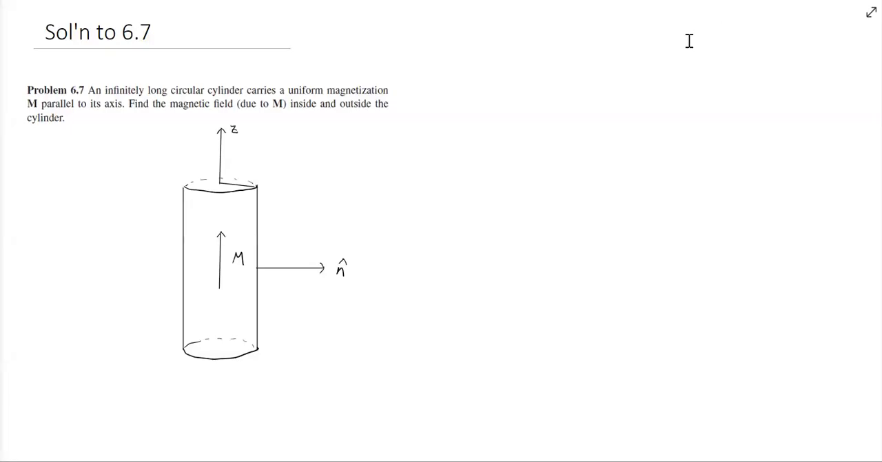Hello, everybody. Today I will be solving problem 6.7 from Griffiths' E&M book, 4th edition. For this problem, we're looking at an infinitely long circular cylinder carrying a uniform magnetization M parallel to its axis. We're going to find the magnetic field due to M inside and outside the cylinder.